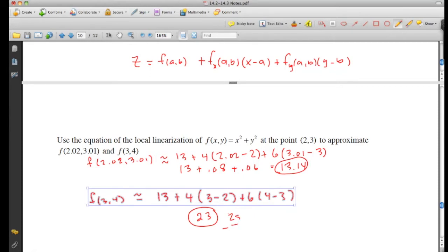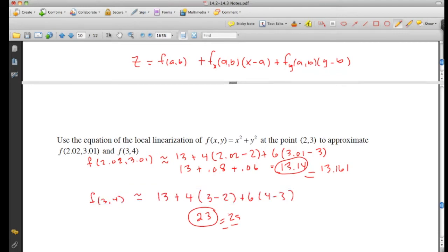Whereas the actual value of the function here, if I remember right, was 13.161. So one thing I want you to notice is these two things are pretty close together. These two numbers are a little bit further apart. And the question is, well, why would that happen?